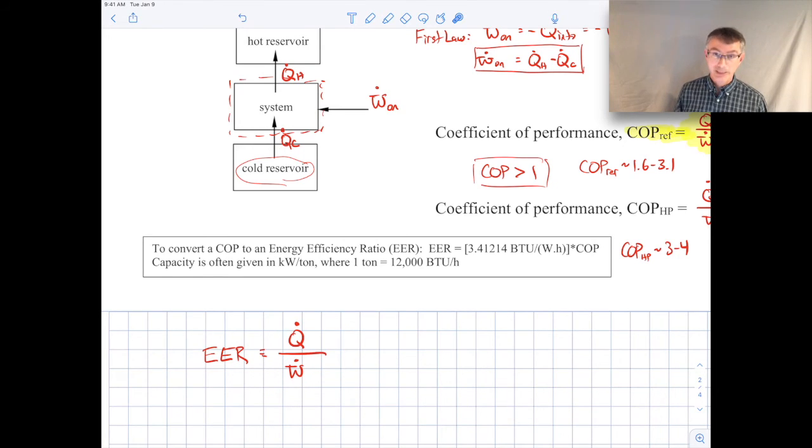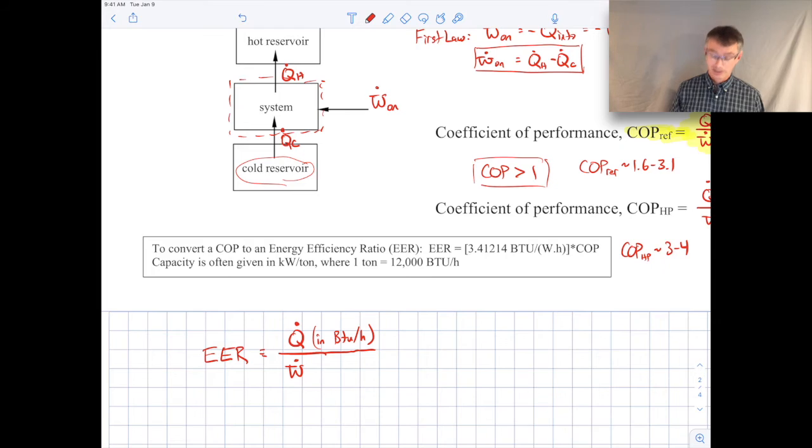This is the power in. So it's just like what we define the coefficient of performance as. However, in the United States, the Q dot is in BTUs per hour. Okay, so that's an English unit. So that's the rate of heat transfer in English units.